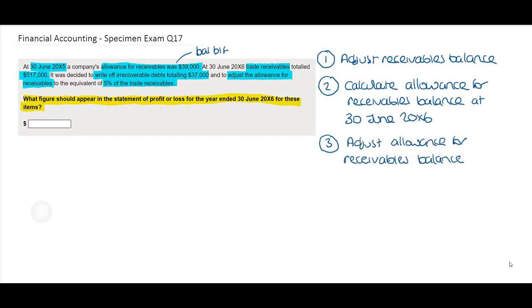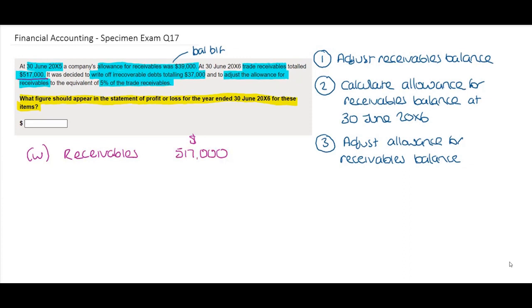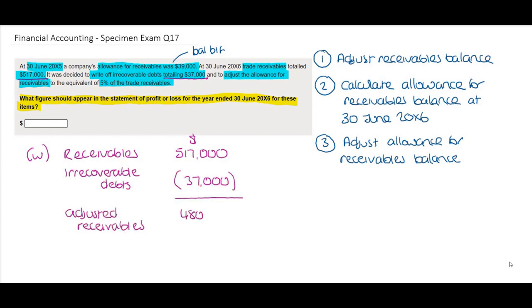So let's set up a working to adjust our receivables balance. We know from the question that the receivables amount is $517,000. They have also told us that it's been decided to write off irrecoverable debts totaling $37,000. So we will need to remove those from the receivables balance. This will then give us our adjusted receivables balance, which comes to $480,000.